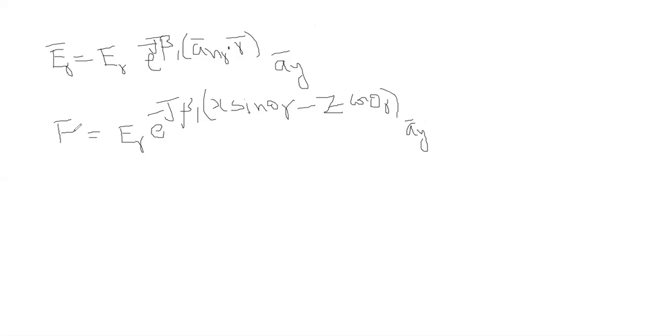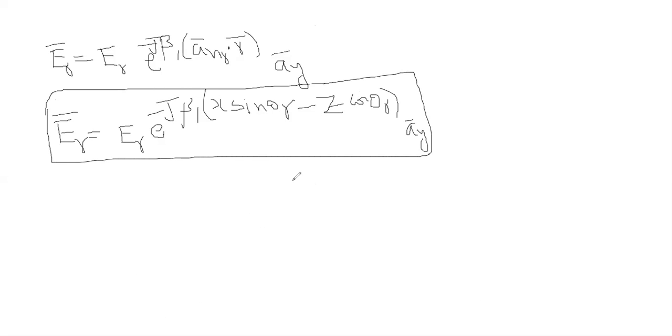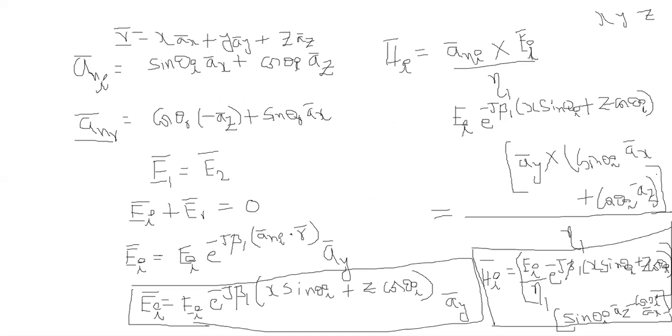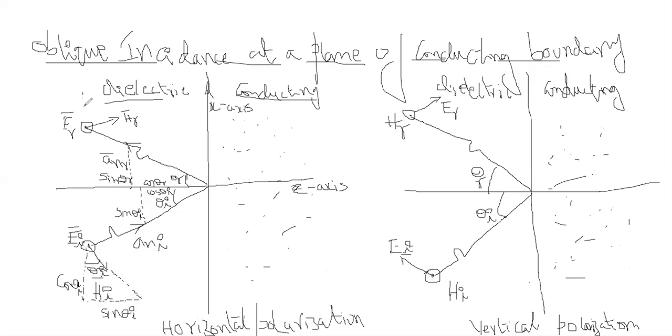Actually, we got one equation: ER bar is equal to e power minus j beta 1 x sin theta R minus Z into cos theta R into AY bar. What is the HR bar now? HR bar is equal to, following the same function, ER by eta 1 e power minus j beta 1 x sin theta R minus Z cos theta R. And don't write the AY bar here, that is a dot product of that function ANR bar, otherwise directly write the equation from the right angle triangle, what we get here.